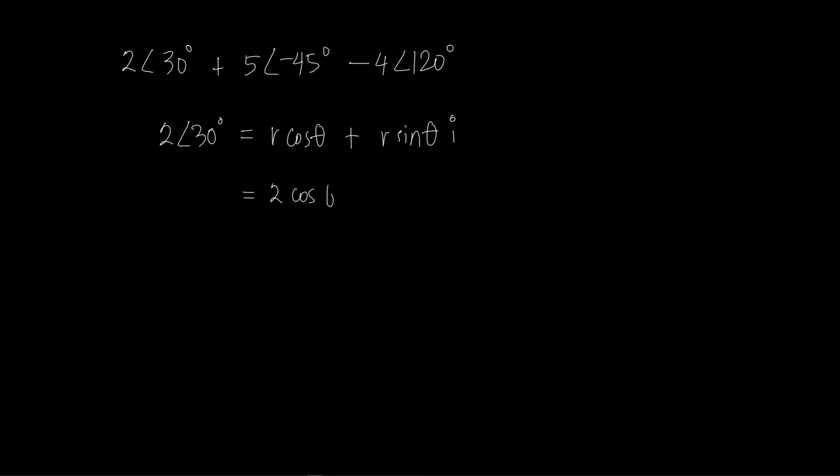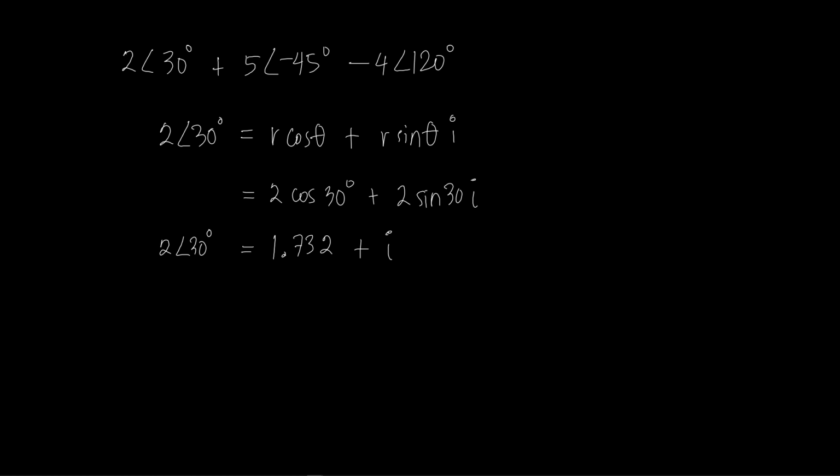2 cosine 30 plus 2 sin 30 i. What is the cosine of 30? That multiplied by 2 is 1.732. Right? Then the sine is 1/2, so that is plus i. Okay? You can solve that there.